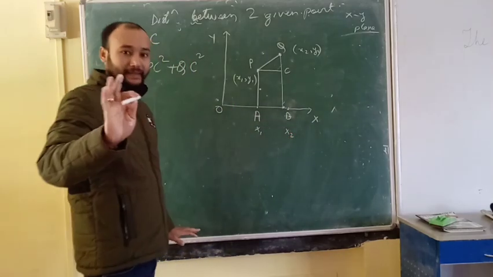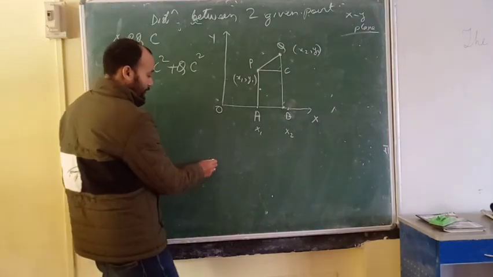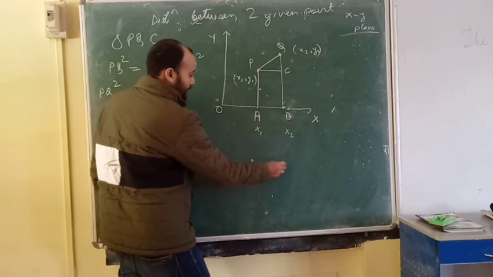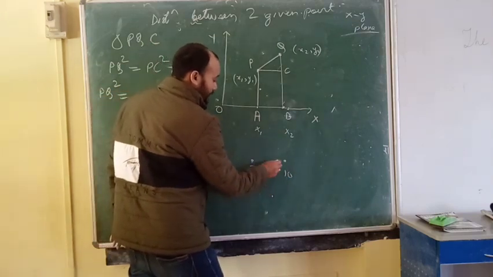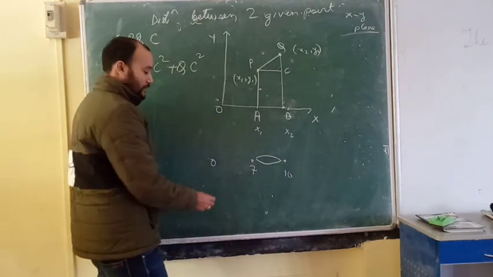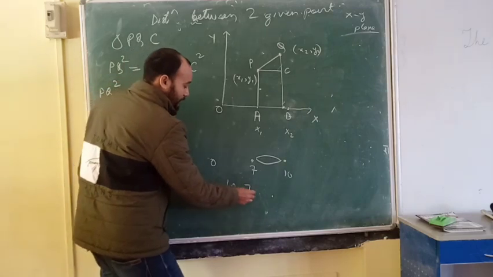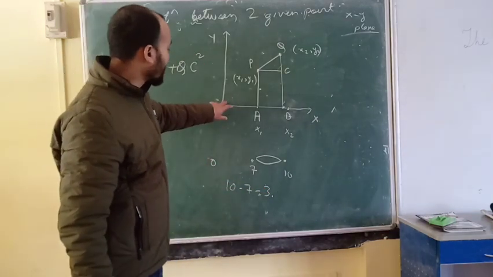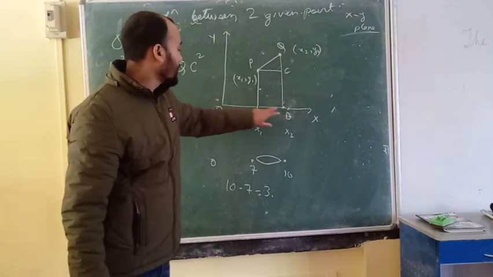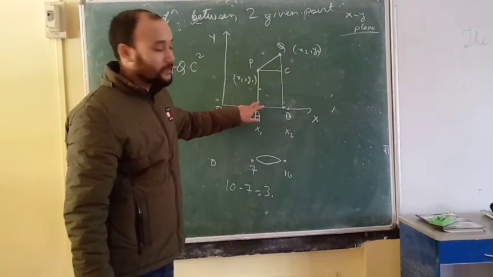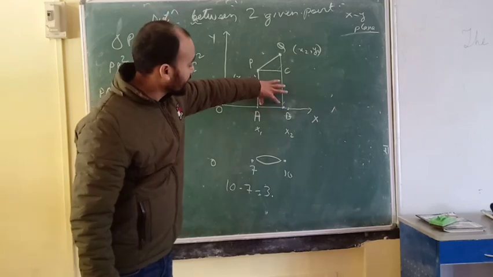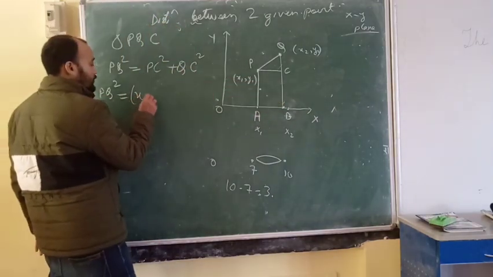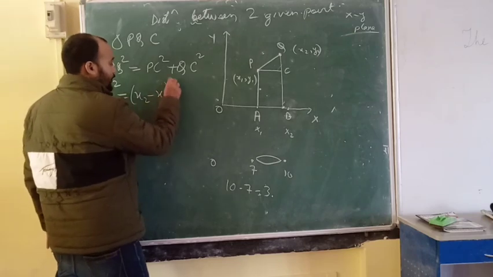Now suppose, let us understand this way. This is the origin point. This point is 7 and this point is 10. What is the difference between these two points? The answer is 10 minus 7 equal to 3. Similarly, from here to here is x2, and from here to here is x1. So the distance between these two points is x2 minus x1, and its square is x2 minus x1 whole square.